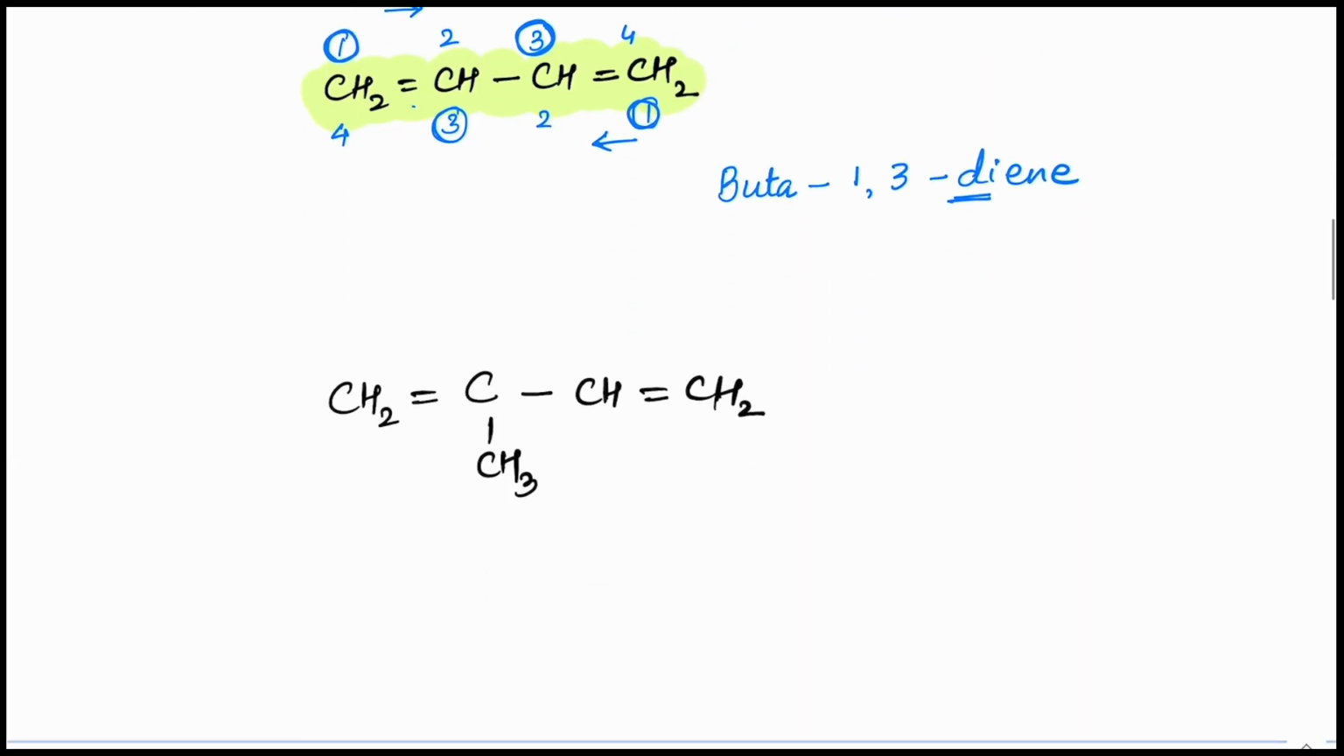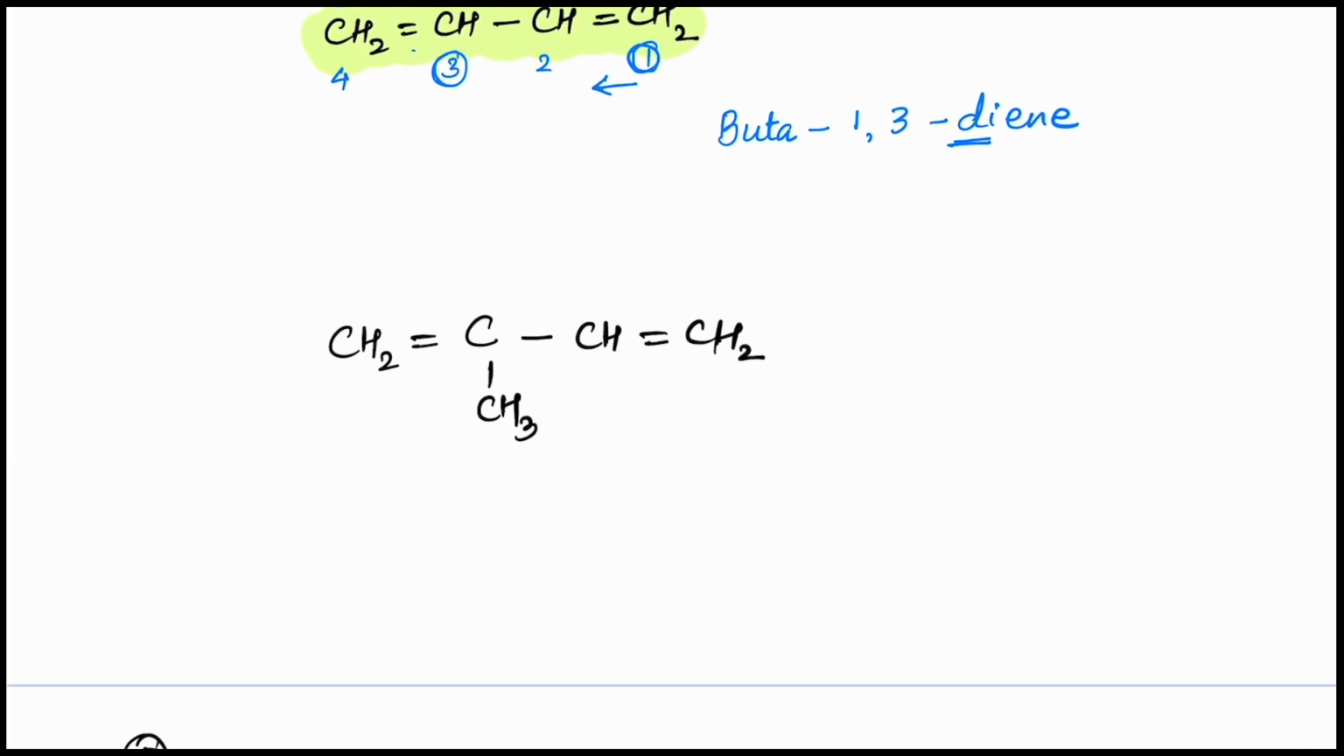Alright, let's look at this other example. Here also we have two carbon-carbon double bonds. Now let's first identify the parent chain properly. This straight chain has 4 carbon atoms. Also, if you move from this one, it also has 4 carbon atoms. So can we pick any one of those as the parent chain? The answer is no. And why?